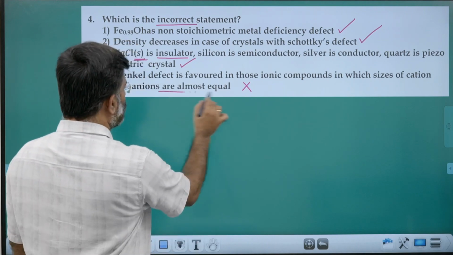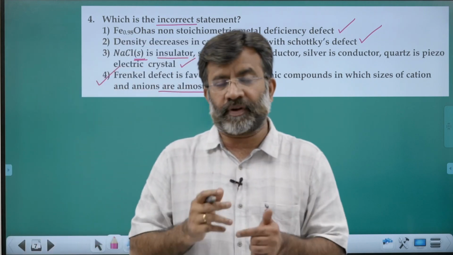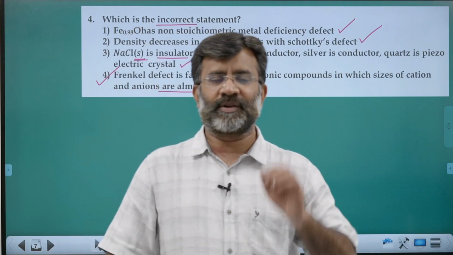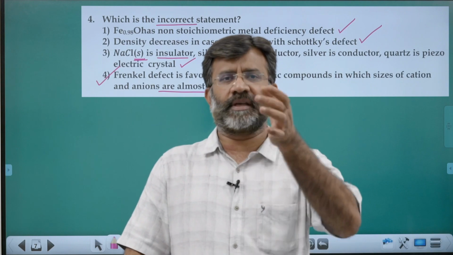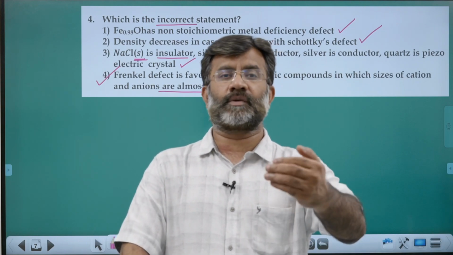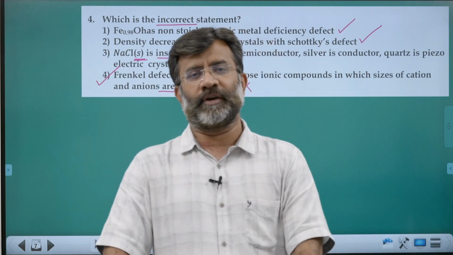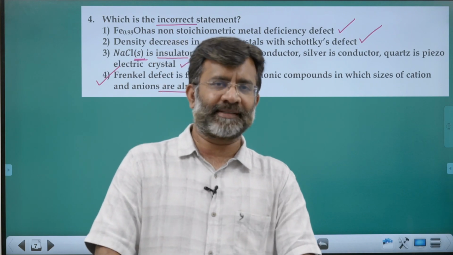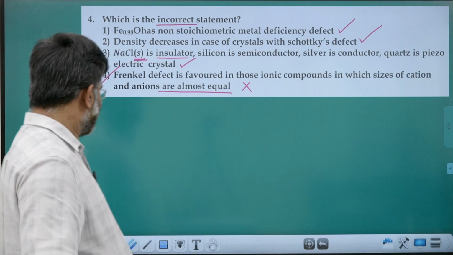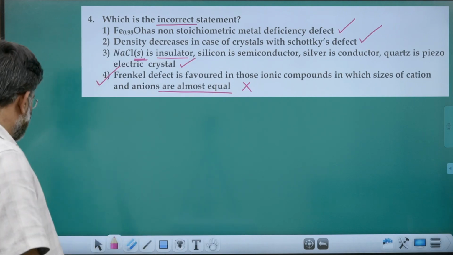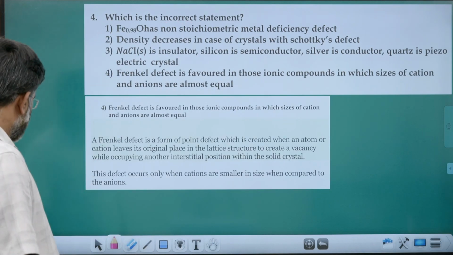It is not almost equal. When there is a large difference in the size of ions, it causes Frenkel defect. Usually a small cation with a large anion, where the cations are misplaced into the vacant site, causes Frenkel defect. Okay, children, next. So the answer is the fourth statement.